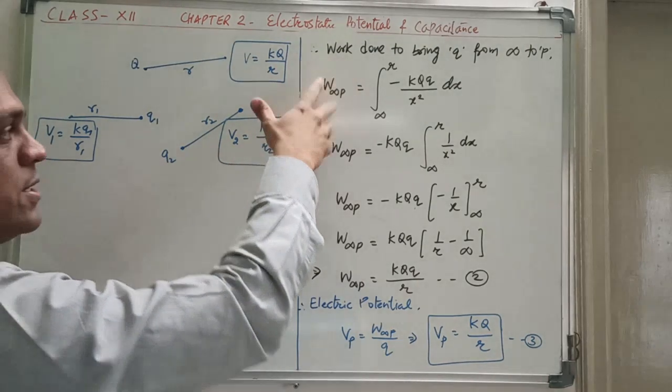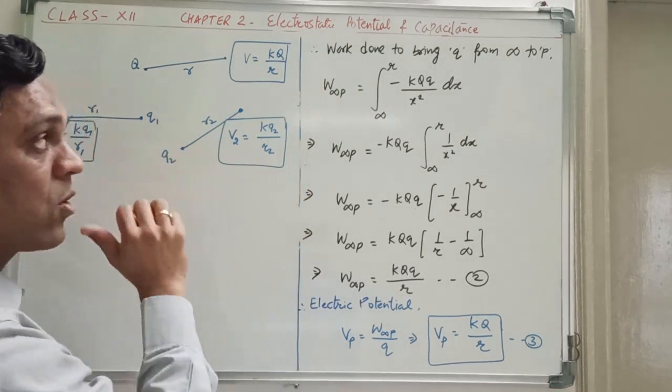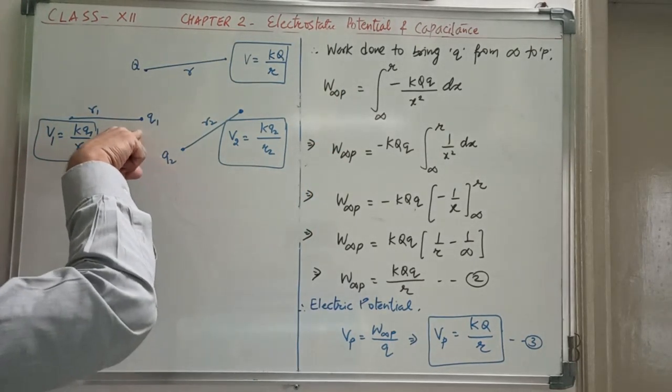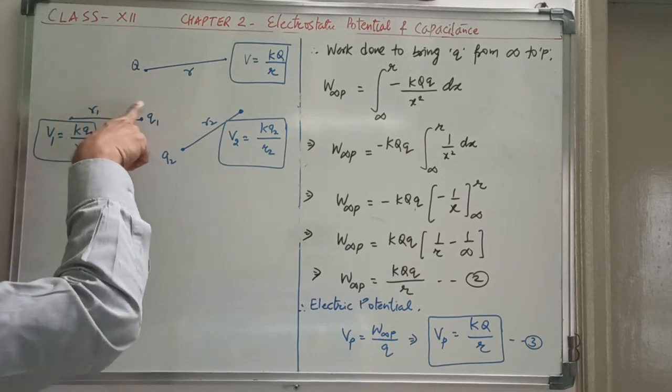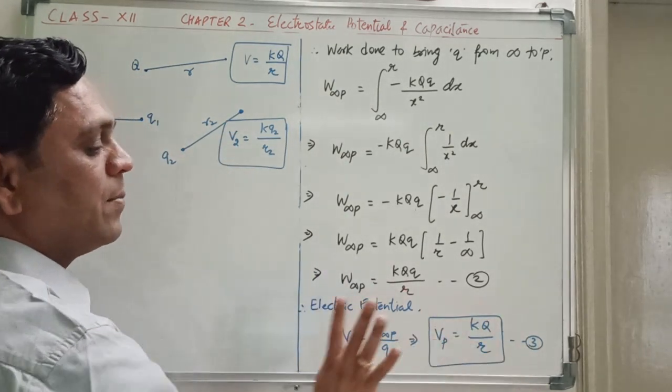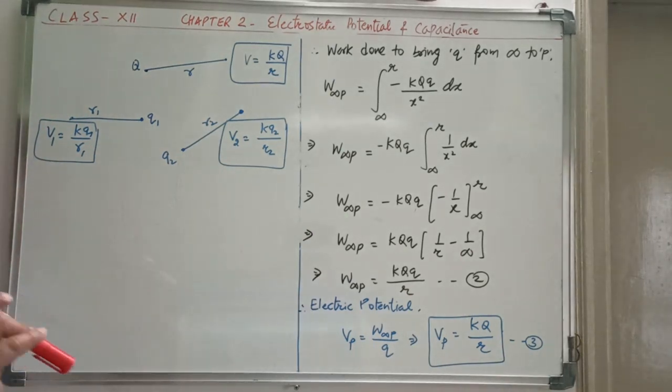So the derivation is all okay, but when we have to apply the concept of potential, then due to a single point charge at a point R distance, R1 distance, R2 distance away, potential will be k times charge upon the distance of the charge from the given point, correct?